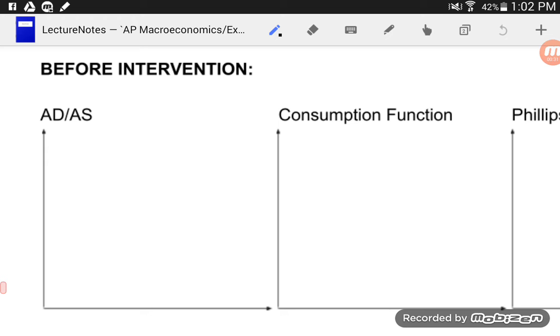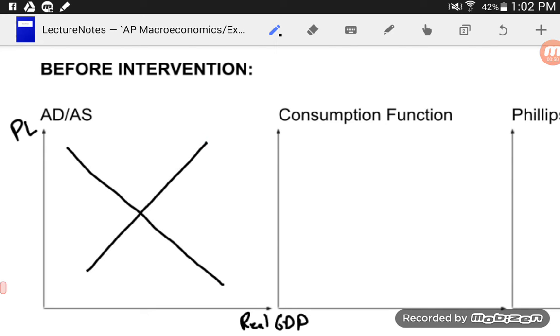Let's start with the aggregate demand, aggregate supply. With all these graphs, it is fairly important to have good labels. I'm going to just label it as price level there. And we've got aggregate demand, aggregate supply.